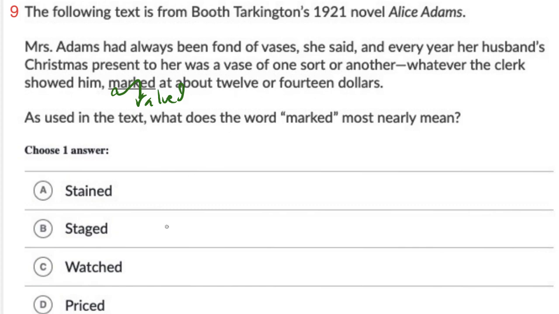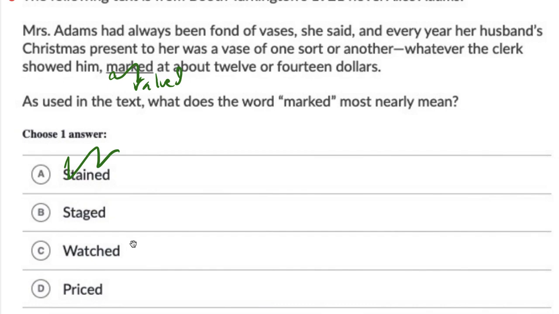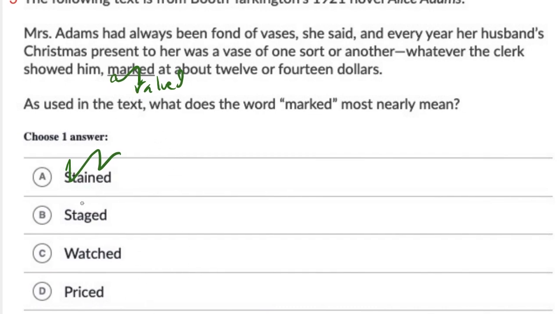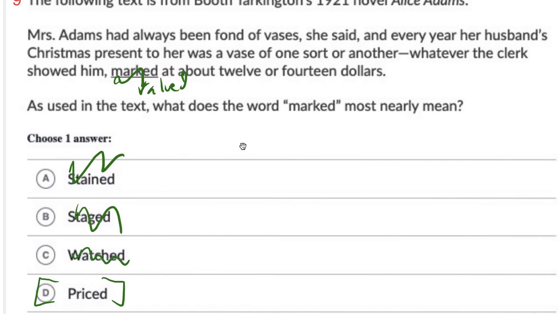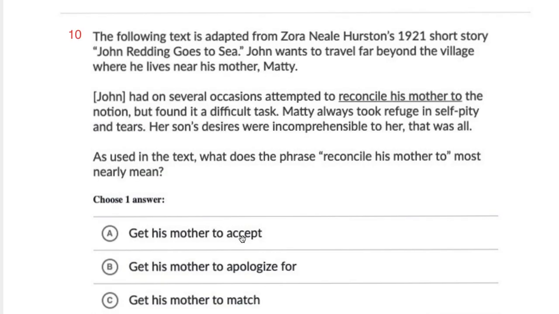And so, not stained. But again, marked, stained. If something has a mark on it, it could have a stain on it. Marked and stained, I can't quite see the connection there, but that's not going to be correct. Marked and watched. Again, I'm not quite sure how those would connect, but priced. That's pretty straightforward. I'm not sure that one necessarily belongs in the advanced category, but who am I to say?